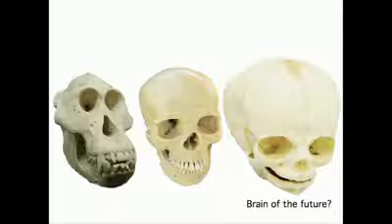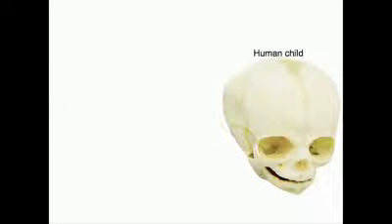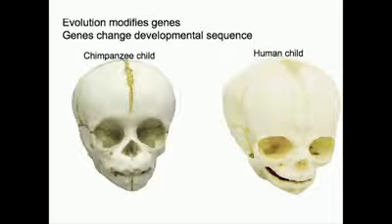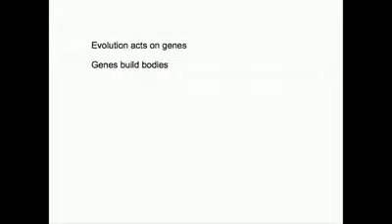Is that a brain of the future? Actually, no, it's not. That's a brain of the present. That is the skull of a human infant. And notice that a chimpanzee infant has exactly the same characteristic of having a much bigger brain for his body than the adult has. How does this happen? Evolution modifies genes, and those genes are changing the developmental sequence that determines how that brain is going to grow into the adult. So, that process is called neoteny, and it's a trick that evolution actually uses quite a bit.